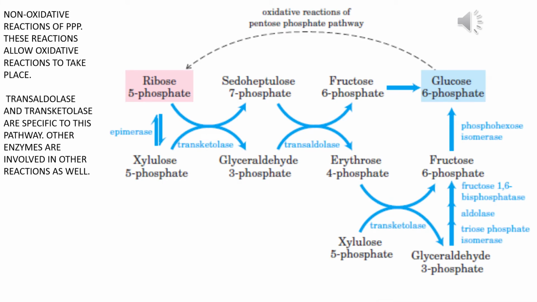Here you can see the non-oxidative reactions, where ribose 5-phosphate is transformed into glucose 6-phosphate. These reactions are essential because oxidative reactions are possible from glucose 6-phosphate only, and this glucose 6-phosphate is regenerated from ribose 5-phosphate in those cells where the 5-carbon sugars are not utilized for synthesis of, say, nucleotides, etc.